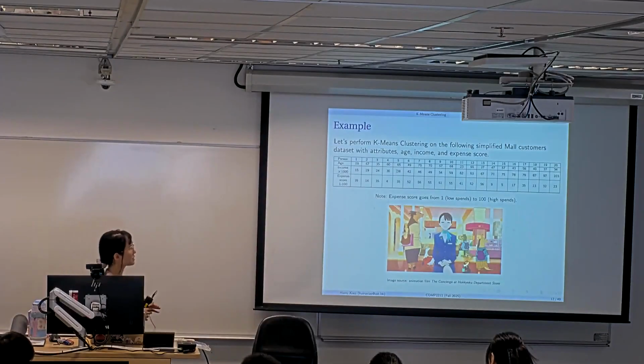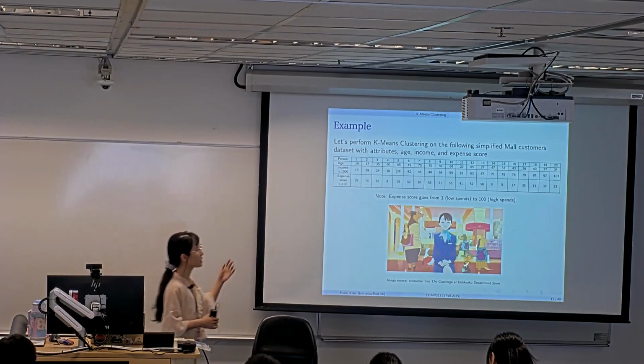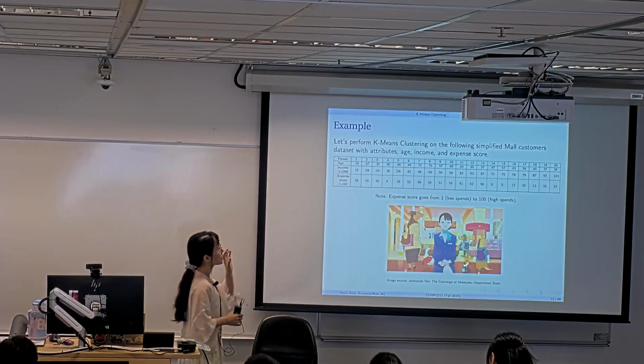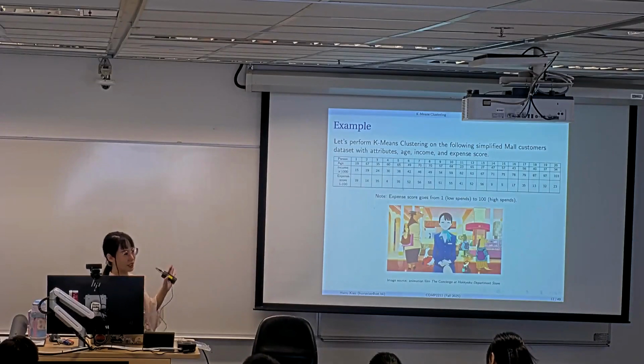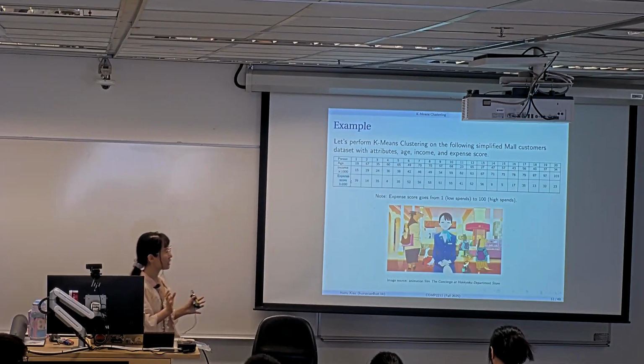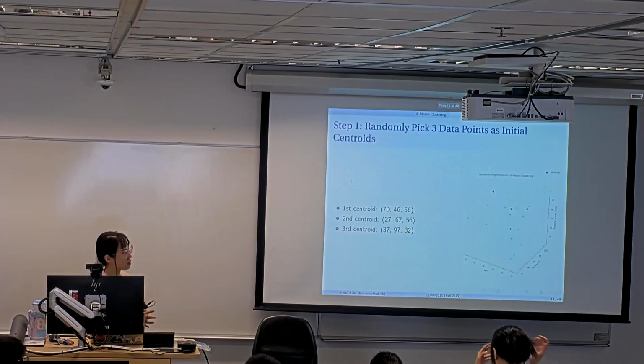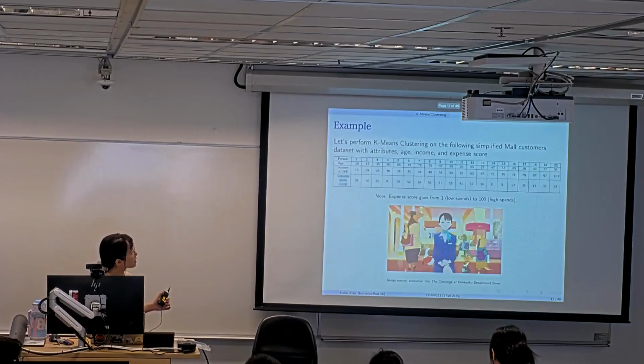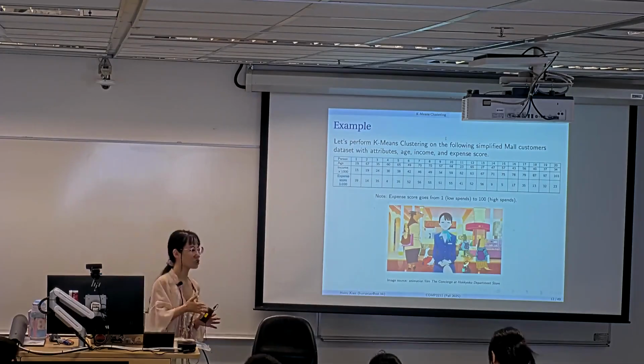Let's try to perform that, okay? Try to perform it on this data set. Again, the same data set we have seen on page 1. We have the mall customer data set, with 3 attributes here: age, income, where income is in thousands, and expense score. All right, then step 1, randomly pick data points as the initial centroids. By the way, suppose we just choose k to be 3.